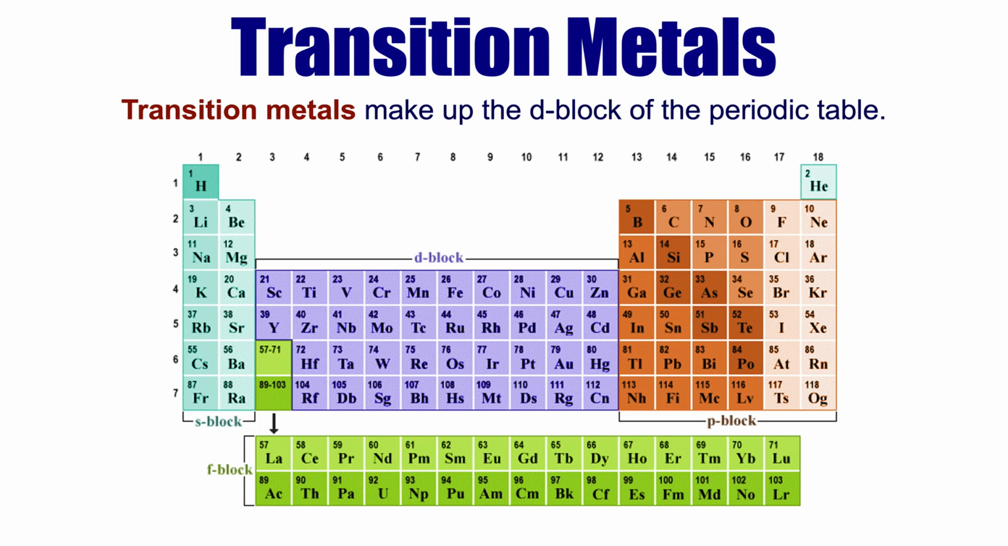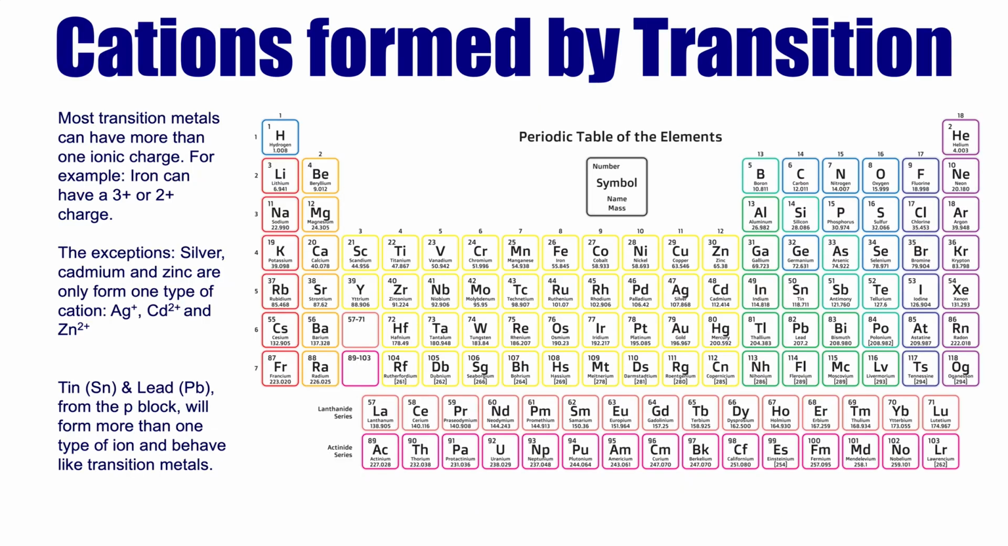When I'm talking about transition metals, I'm talking about the elements that make up the d block on the periodic table. What you need to understand about transition metals is that they can lose different numbers of electrons depending on the situation. All of the elements highlighted in yellow can form more than one type of cation. For example, iron in one situation might lose 3 electrons and take on a charge of positive 3, and in another situation it might lose 2 electrons and take on a charge of positive 2.